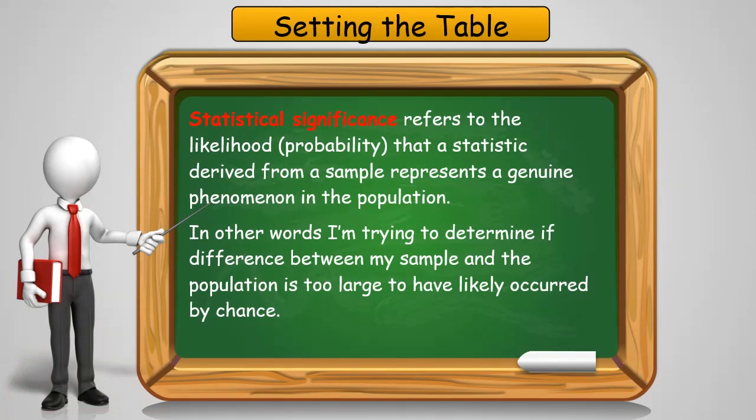Now, statistical significance refers to the likelihood or probability that a statistic derived from a sample represents a genuine phenomenon in the population. In other words, I'm trying to determine if the difference between my sample and the population is too large to have occurred by chance.